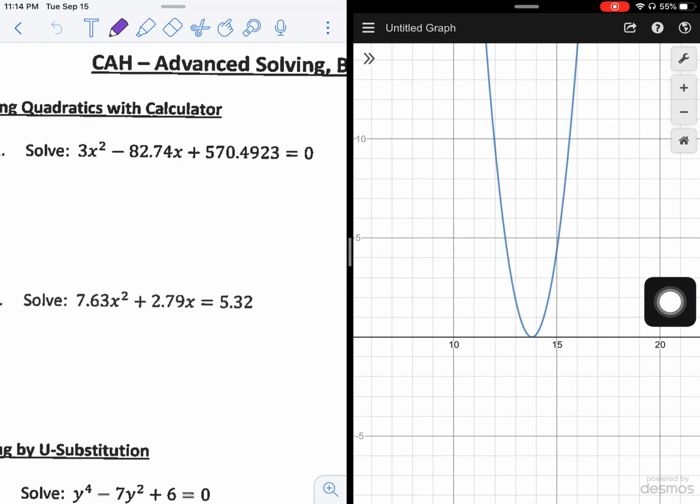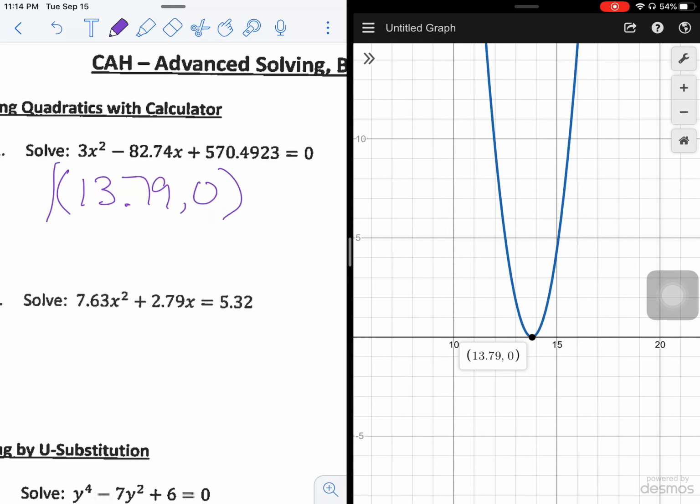So to find this, I am going to very simply tap on the curve. It highlighted itself. And down here at the bottom is this little gray point. Desmos has conveniently already told me what that point is. So that's the point 13.79, 0. That is the solution to that first quadratic. All right. So if you haven't downloaded Desmos yet, please do so.